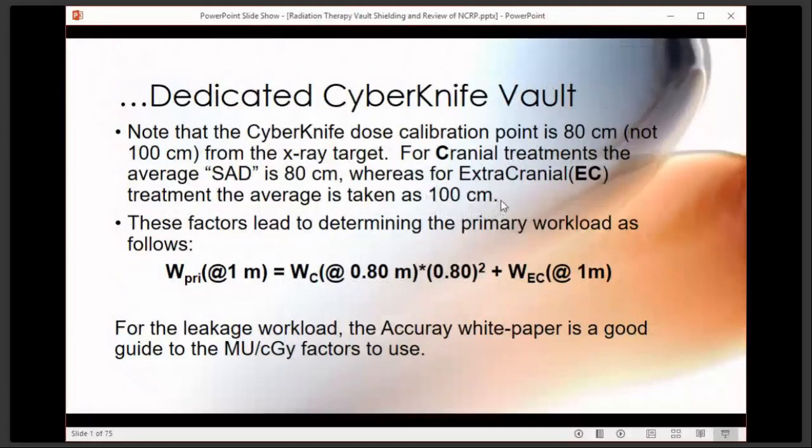And so there's a difference here. It has a lower workload at 1 meter. So how do you combine these two workloads for cranial and extracranial? Well, you bring that factor into account of 0.8 squared, and you combine the cranial times 0.8 squared plus the extracranial workload at 1 meter to get the total workload at 1 meter. And that's an important step in the process.